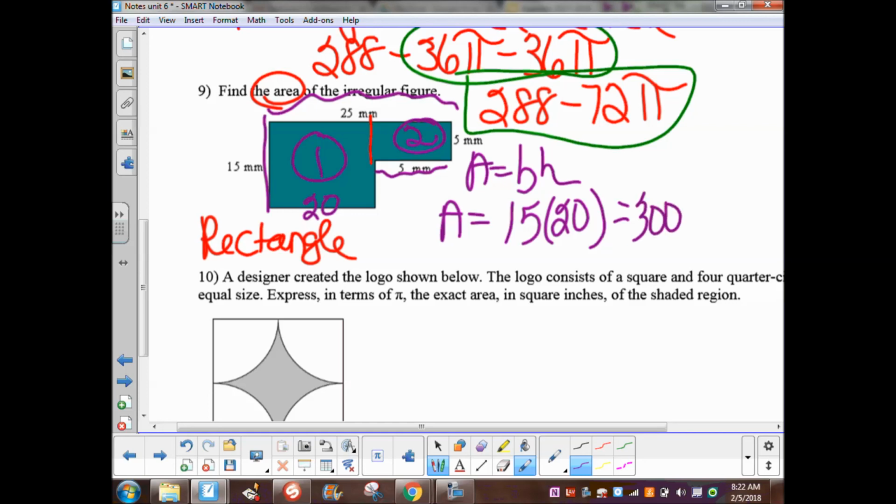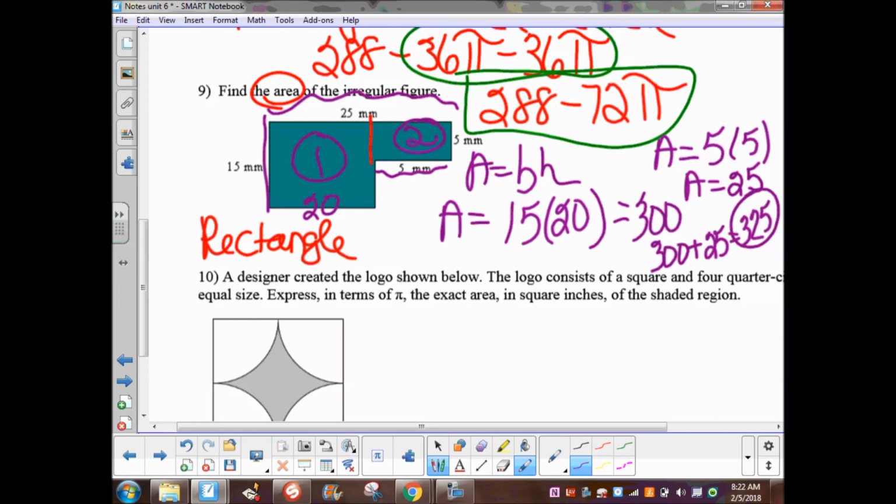All right, now we've got to find rectangle 2. What times what? 5 times 5, which is 25. And now what do I do with those 2 rectangles? I have to add them. Okay, so you got it. 300 plus 25 equals 325. Okay?